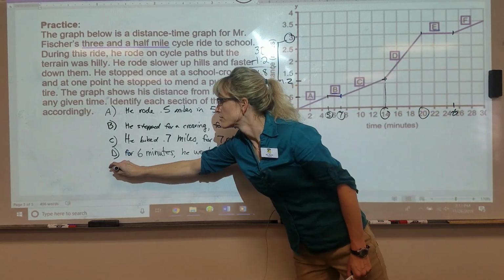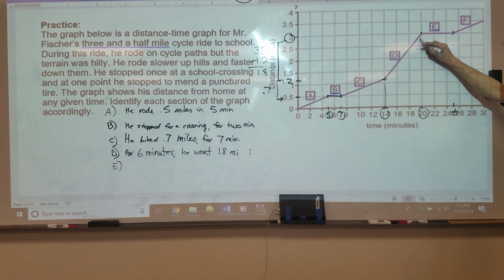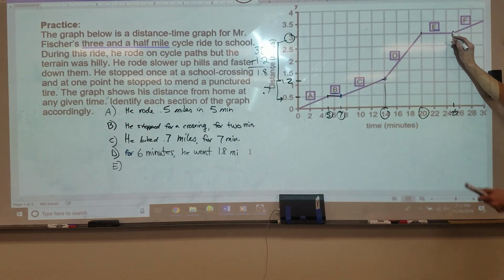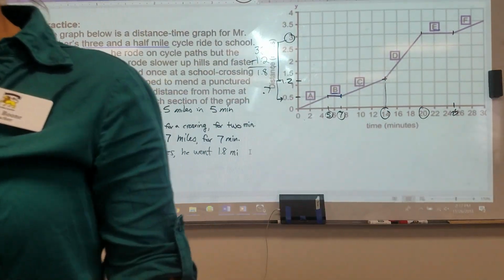And part E. What happened at part E? So he was cruising, running from that dog, and then something happened in E, and I think there was something in the story about a punctured tire. Maybe we can work that into the story. Something happened right here. Write that down. Put your pencil up when you've got it.